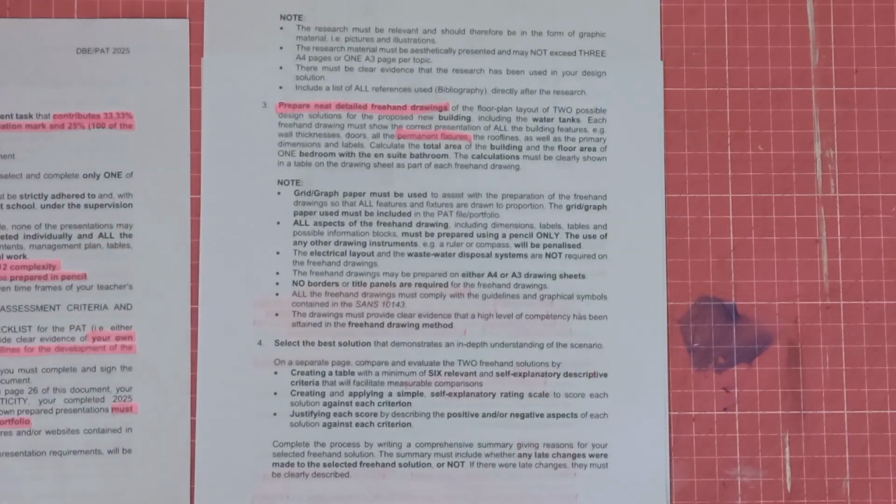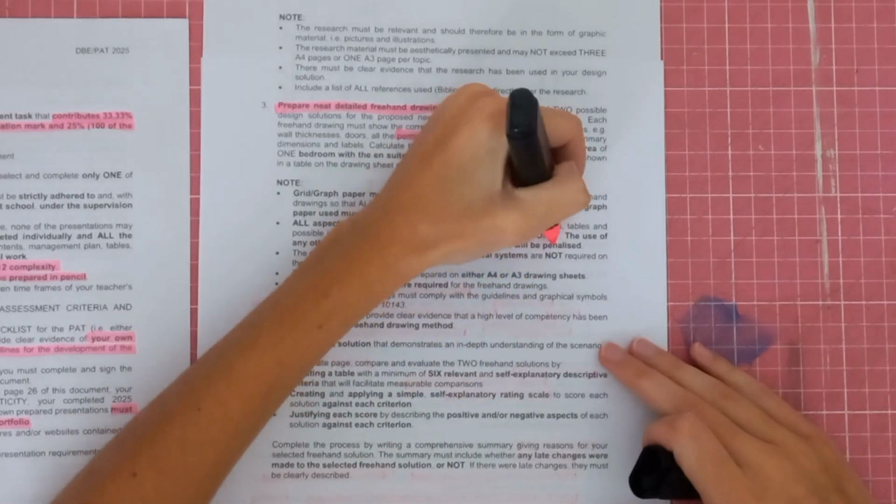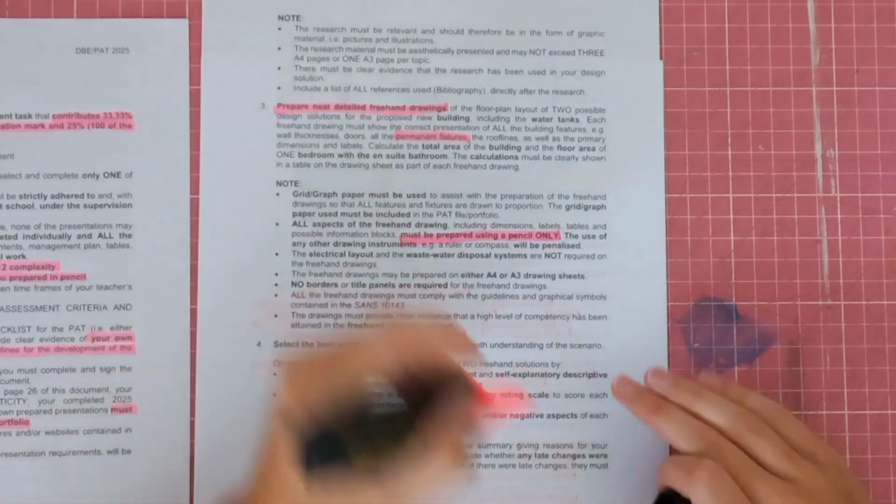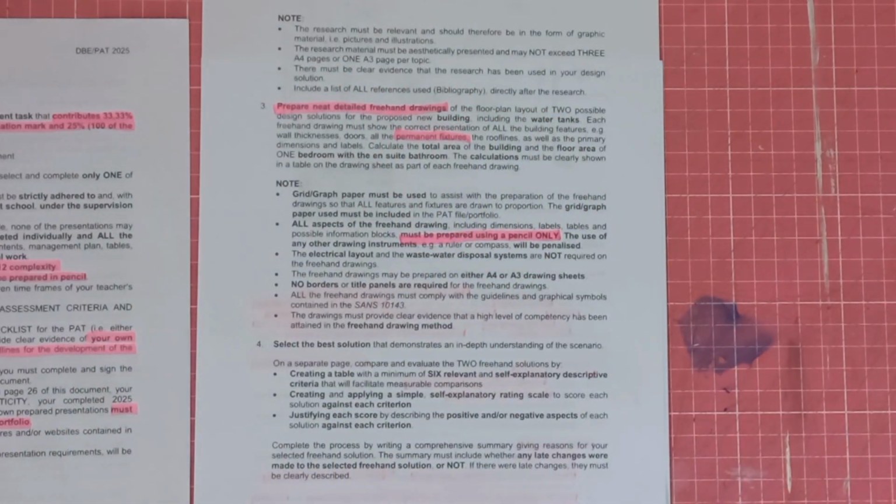All aspects of the freehand drawing, including dimensions, labels, tables, and possible information blocks, must be prepared using a pencil only. Obviously we know in EGD we use pencil, and sometimes we need to correct a couple of things. It is important for you to use a pencil. The use of any other drawing equipment, for example a ruler or a compass, will be penalized. You may not use any of it.